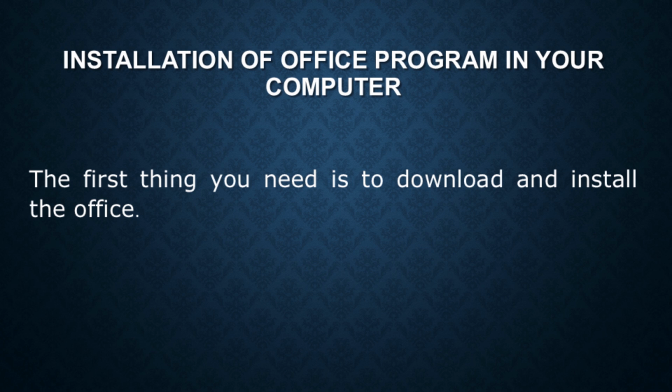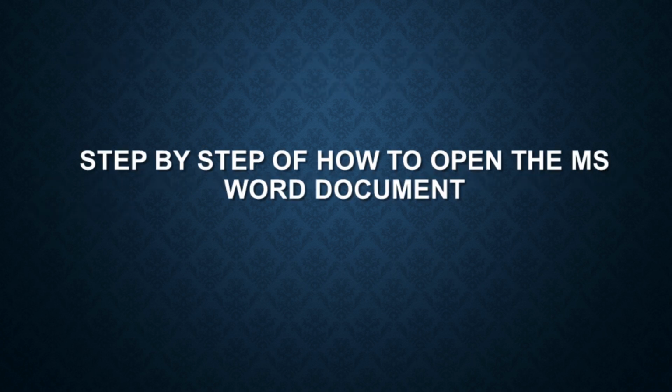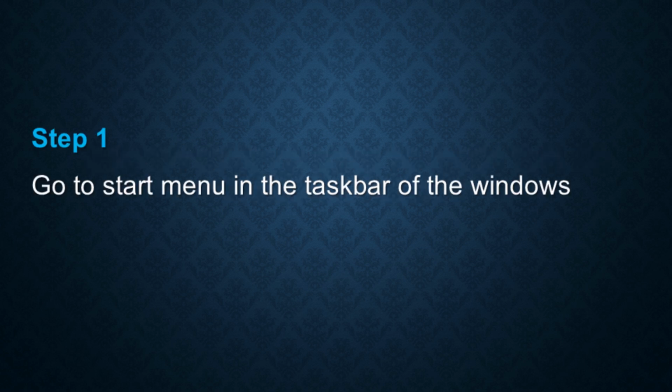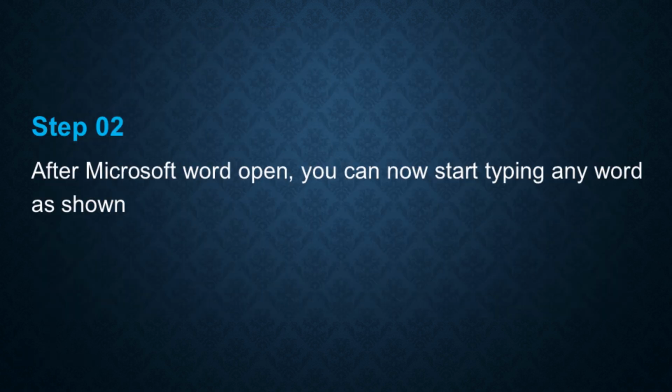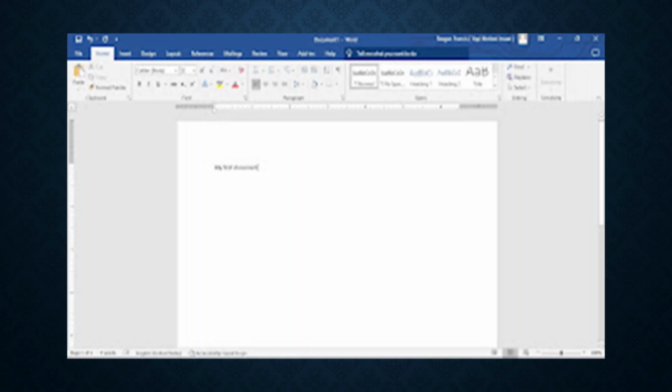After finishing installation of your Office program, you can proceed to open the program. Step by step of how to open the MS Word document. 1. Go to Start menu in the taskbar of the Windows. For Windows 10 users, you can press Start button as shown below and click Word. 2. After Microsoft Word opens, you can now start typing any word as shown.